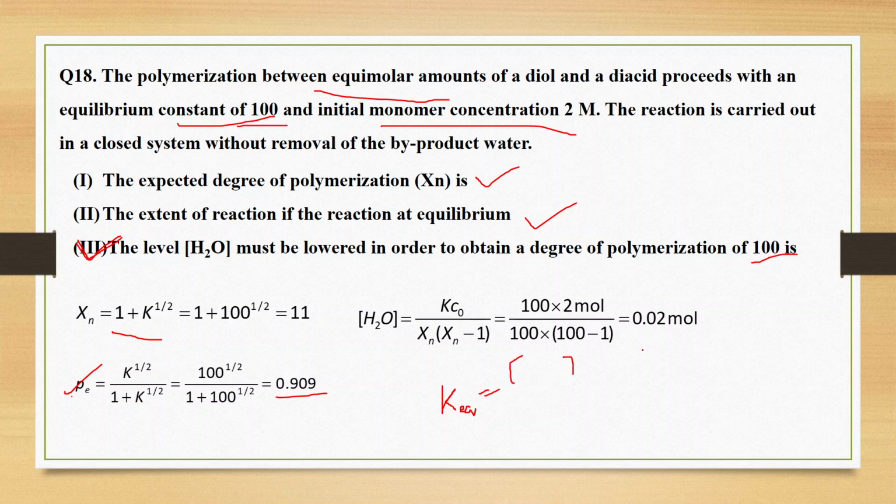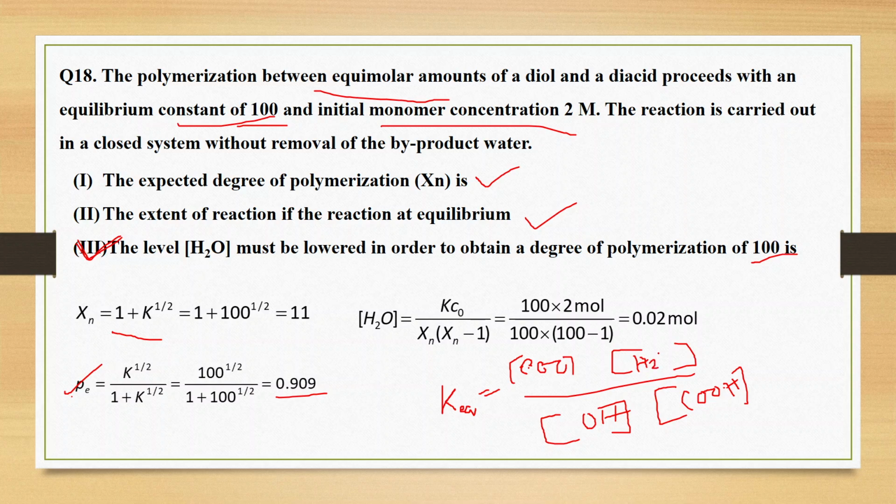You have four terms, like in a reaction between a diol and a diacid. One is the COOH, that is the diacid concentration, and one is the diol concentration. One is the concentration of your product, and another is the concentration of water that is coming out of the system. So that was your equilibrium condition.